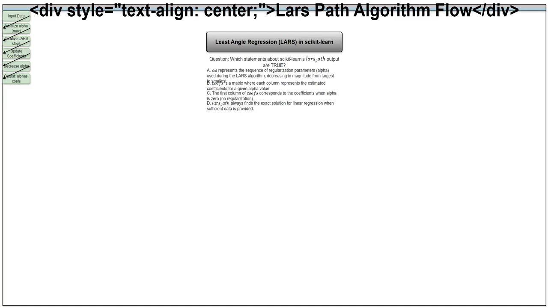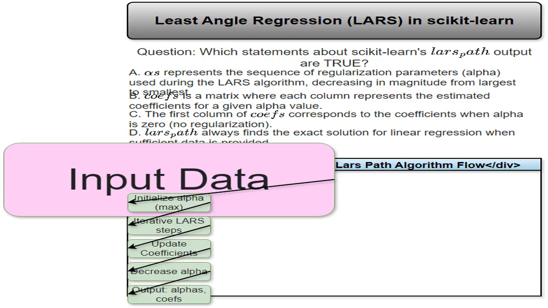I see the word flow. It implies that the Lars algorithm follows a sequence of steps. Think of it like a recipe. I start with something, follow the steps, and end up with a result. The algorithm needs data, like numbers in a spreadsheet, to work with. This is my starting ingredient in this recipe.